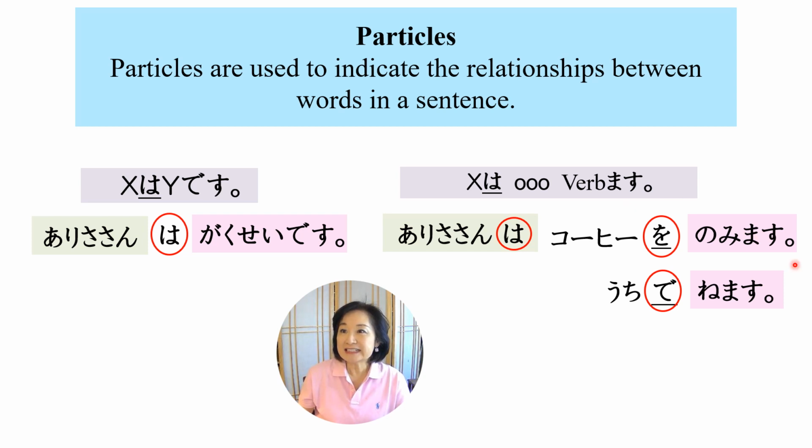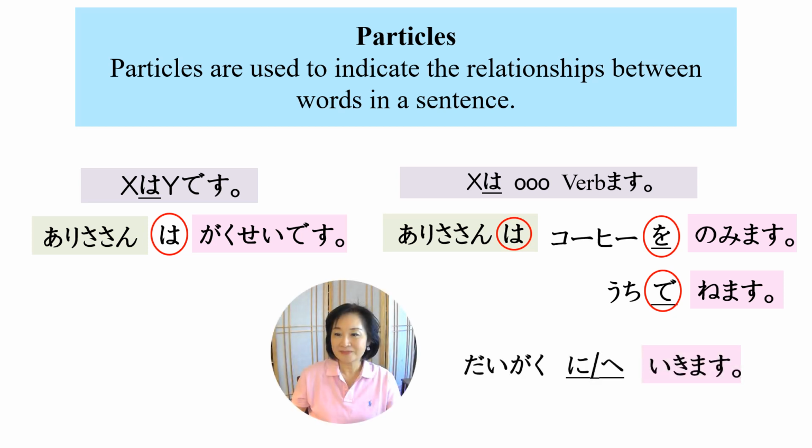Additionally, for sentences involving actions, the direct object marker O was introduced to indicate the target of the action. We also covered the place of action marker de, which specifies where an action takes place. In today's lesson, we will add these particles ni and e to show the destination.